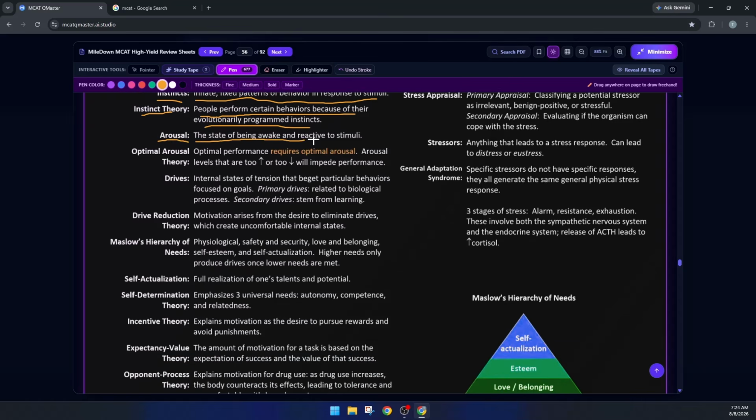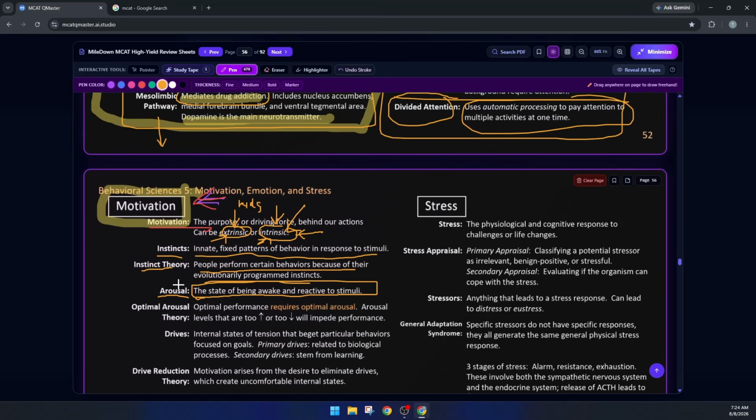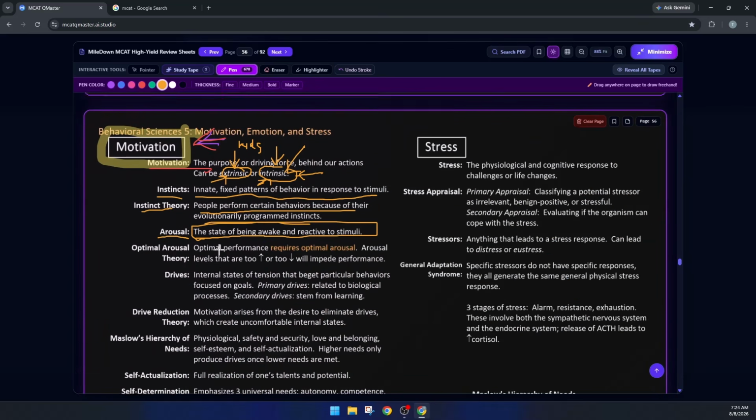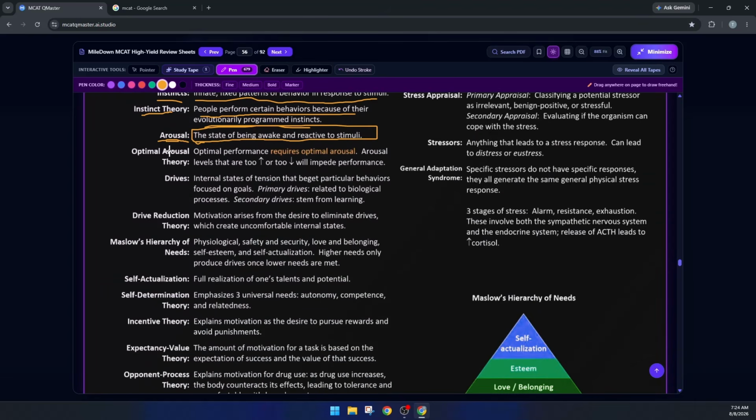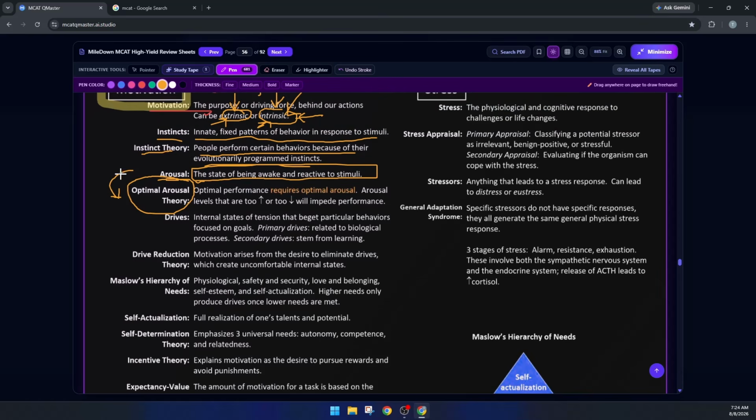Arousal, the state of being awake and reactive to stimuli. This is basically saying somebody is fully conscious in my mind, but you don't want to mix terms together. So just remember what arousal means, the state of being awake and reactive to things around you, right? Optimal arousal theory. So you want to learn these two together, right? You want to understand what arousal is, and then you want to understand what optimal arousal theory is. So the optimal arousal theory is basically that optimal performance requires optimal arousal.